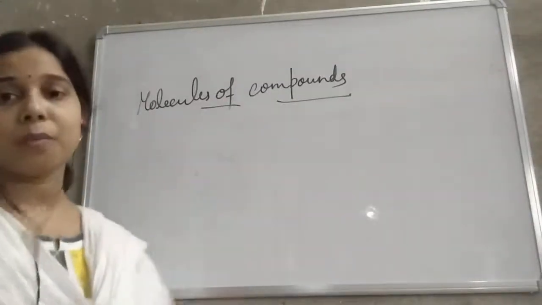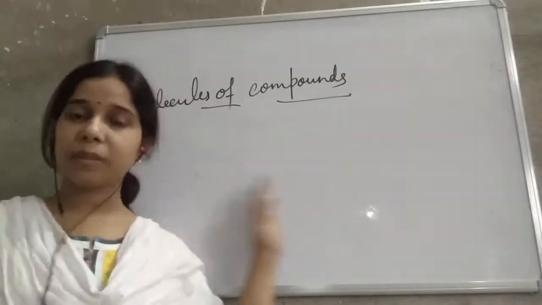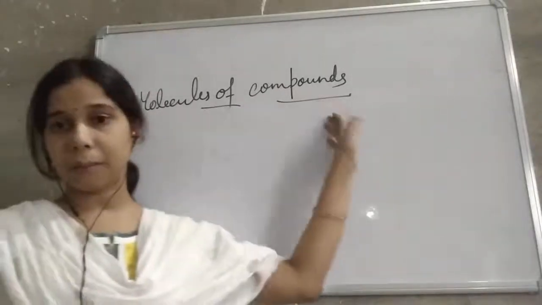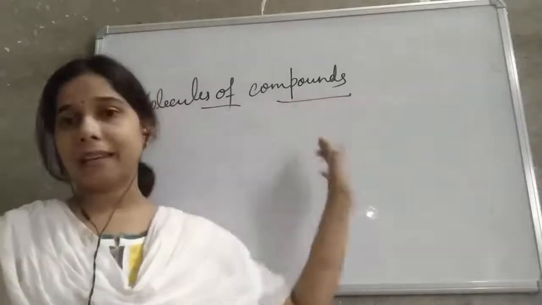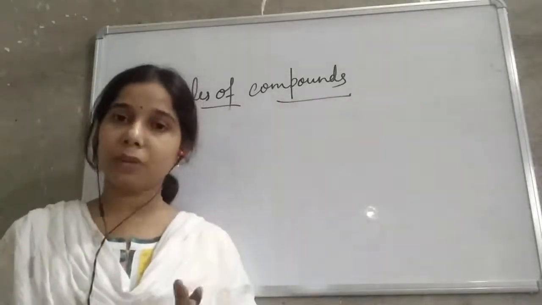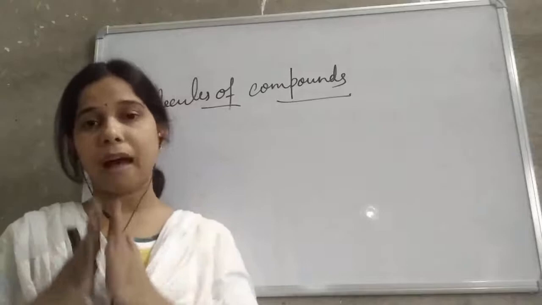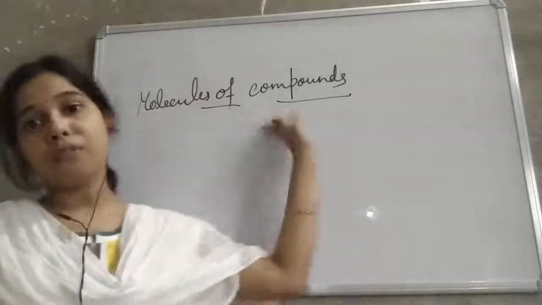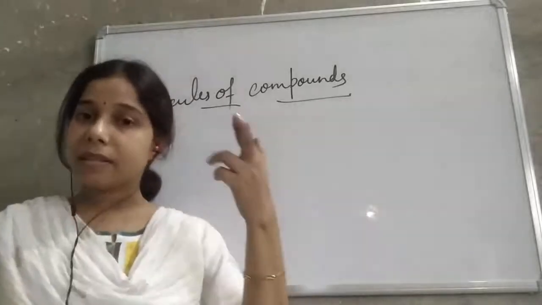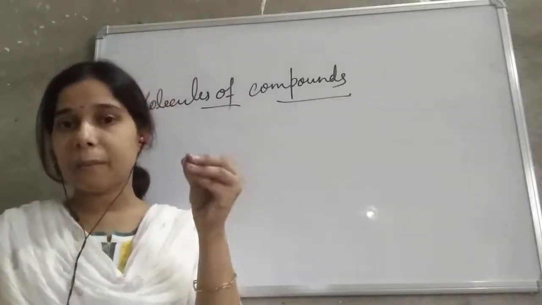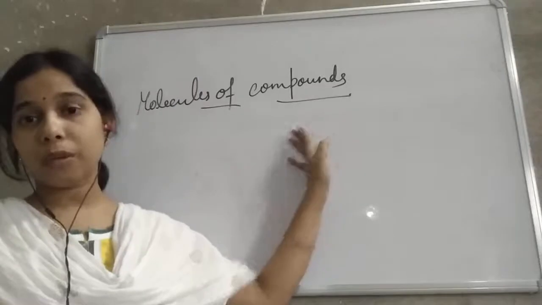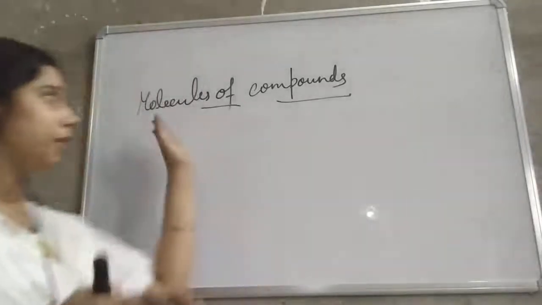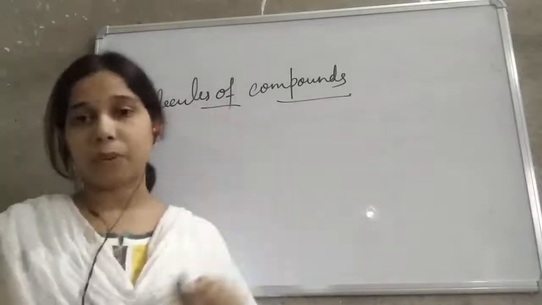Now we will see the molecules of the compound. So right now we studied the molecule of the element. Now we will see the molecule of the compound. As the name indicates, in a compound, 2 different types of atoms combine together to form the molecules of the compound. When 2 different types of elements combine together, they form the compound.